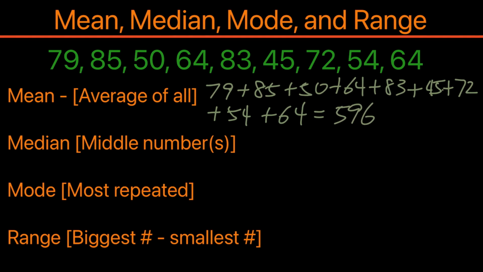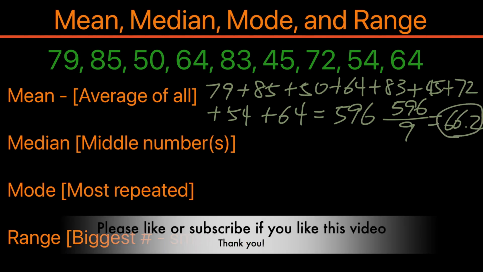Now there's a total of 9 numbers, so to get the average of that, we would take 596 divided by 9, and our average is 66.2. And that is the mean of this data set.